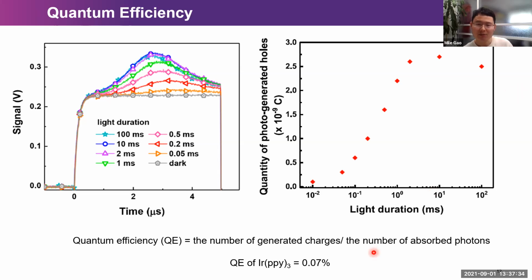The number of absorbed photons can also be worked out if you have the energy of a single photon and the total energy absorbed by the film. Therefore, the quantum efficiency can be calculated. Following this method, the quantum efficiency of RP was calculated to be 0.07% in this case from the 10 millisecond transient.